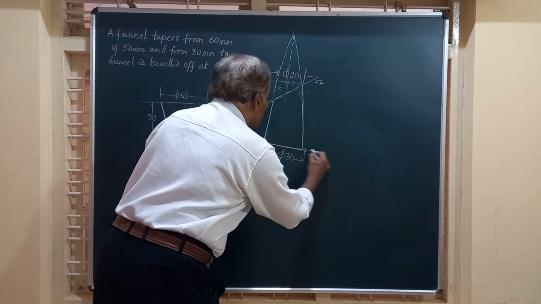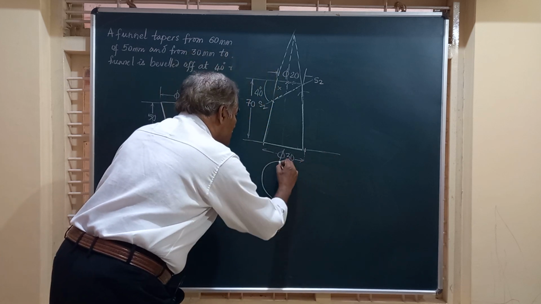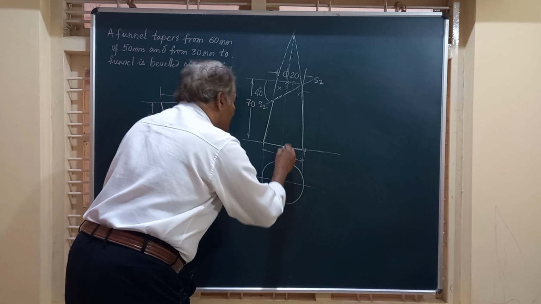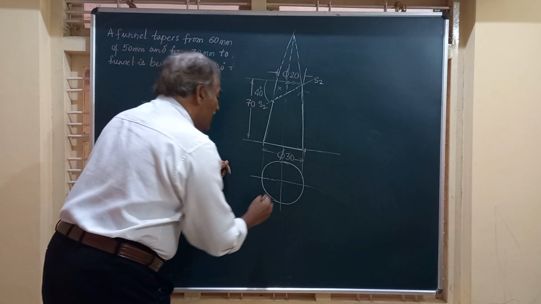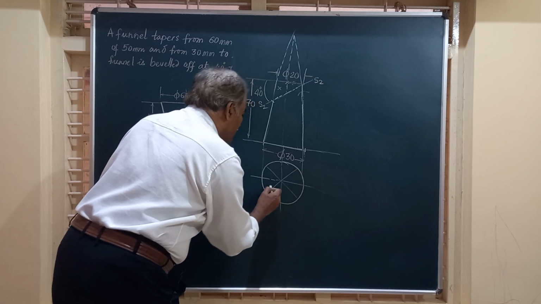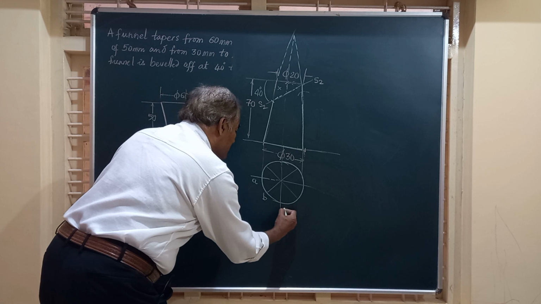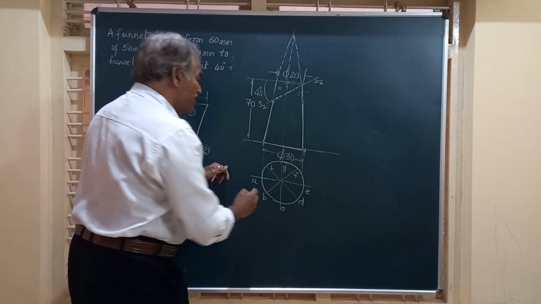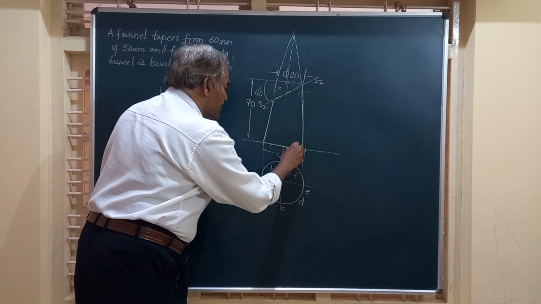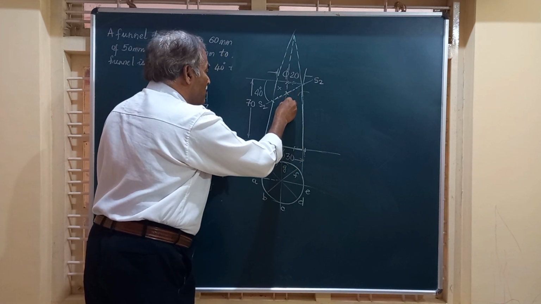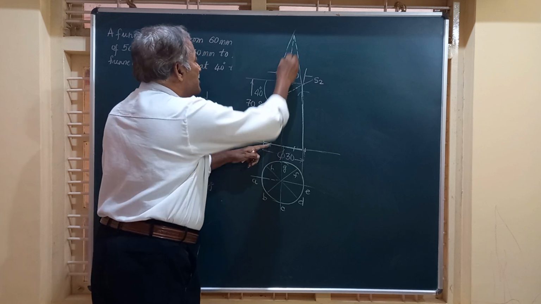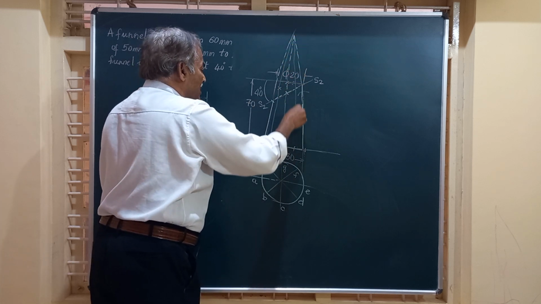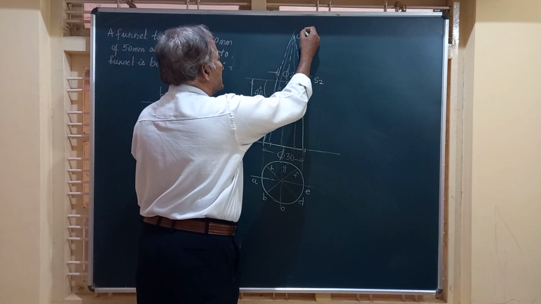For this, I will draw the top view. The top view of the base is a circle of diameter 30 mm, and we will divide this circle into 8 equal parts and number them as A, B, C, D, E, F, G and H, and we will transfer all these points to the front view. We will join each point to the vertex or the apex. So we have joined all these. This is the vertex O.